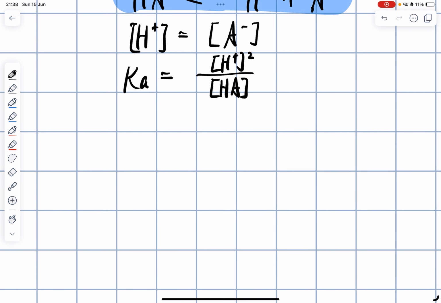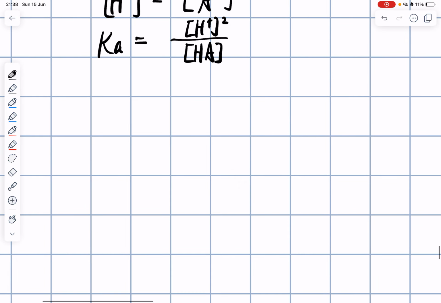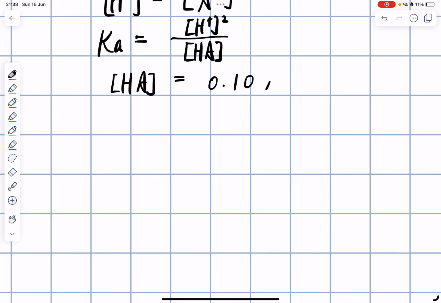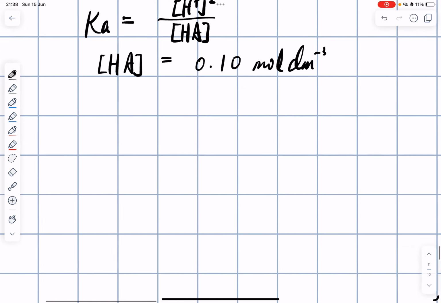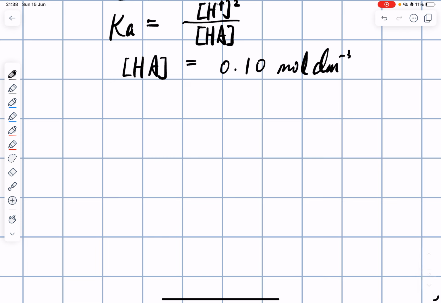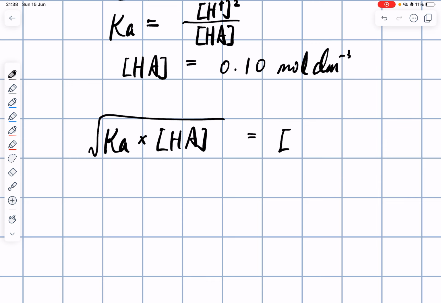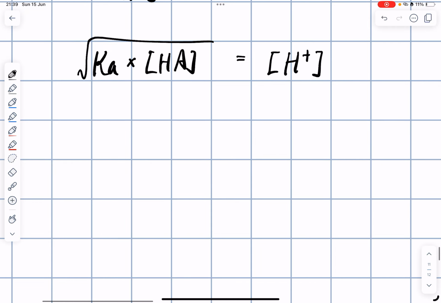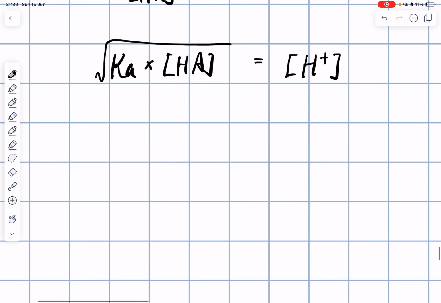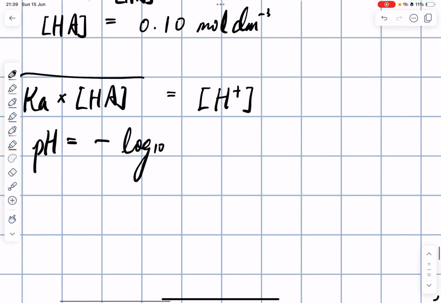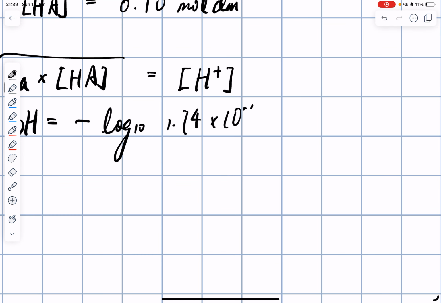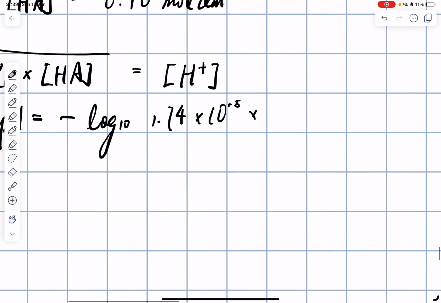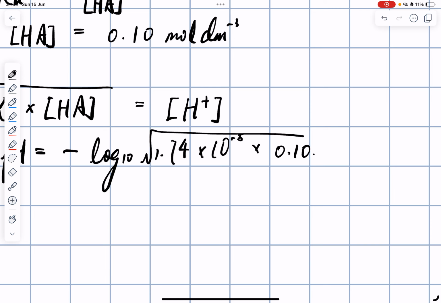So if we want to calculate the pH for HA, in this case ethanoic acid, HA equals 0.10 mole per decimeter cubed, we should do it like this. Ka times concentration of HA, square root, equals concentration of H plus, I'm sorry. So pH just equals minus logarithm of 1.74 times 10 to the power of minus 5 times 0.10, square root, to the base of 10.